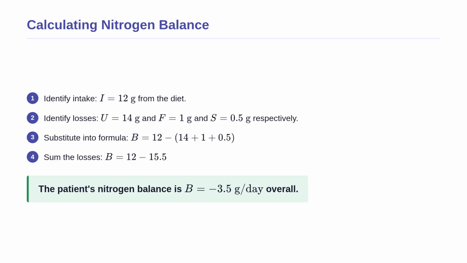We substitute the intake of 12 grams for I. Next, we plug in our losses and sum the values inside the parentheses, which gives a massive total loss of 15.5 grams. Subtracting 15.5 from 12 gives us a final answer of negative 3.5 grams per day. Physically, this negative value means the patient is actively losing more protein than they are taking in, and the medical team must immediately upgrade their diet to support healing.